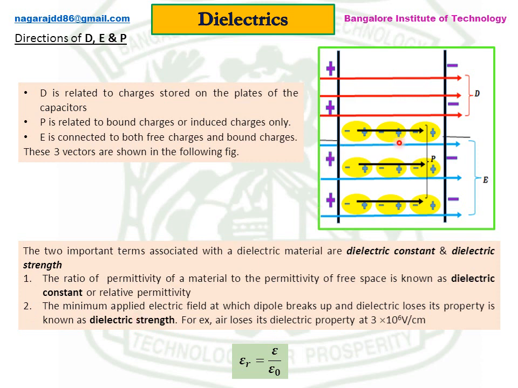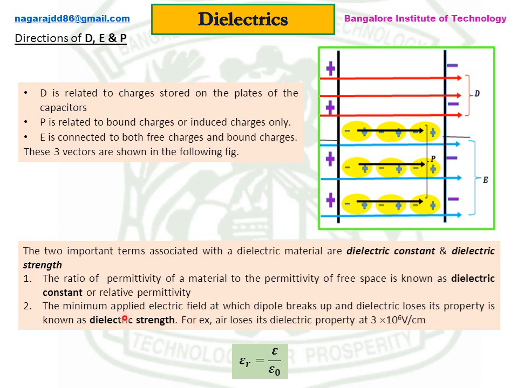See, when you increase the electric field, dipoles, they may break up because of the attraction between these two and attraction between these two. So, the charges are pulled towards the plates of the capacitor and finally the dipole will break up. Once the dipole breaks up, these charges become free and dielectric finally converts into conductor. So, it is no more a dielectric. For example, air loses its dielectric property at an electric field of 3 into 10 power 6 volt per centimeter.